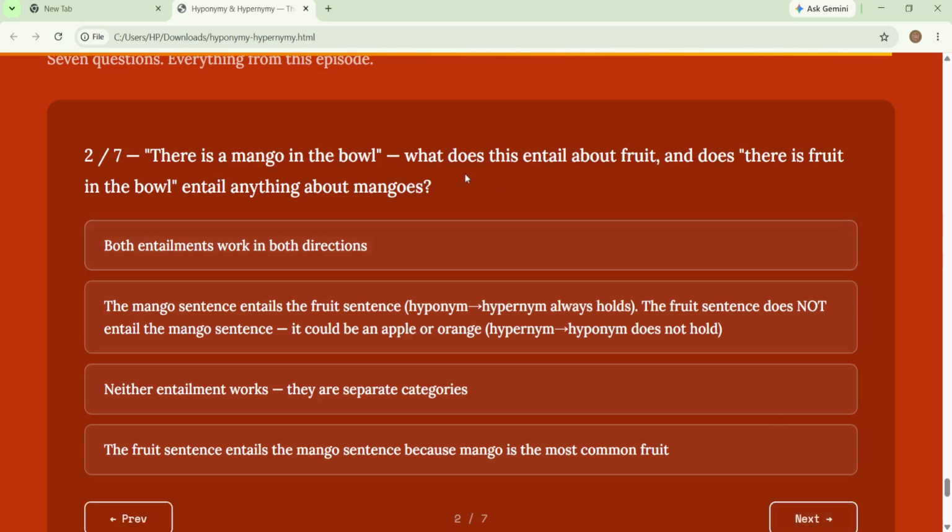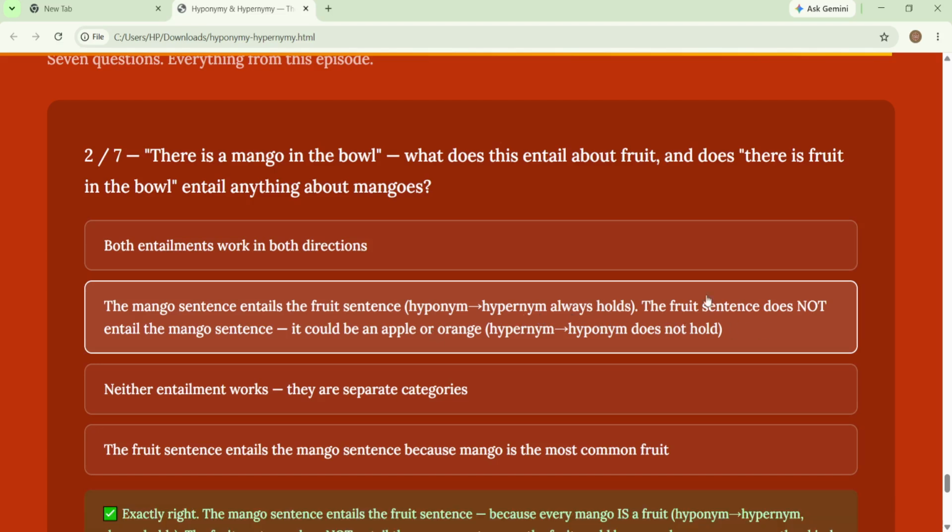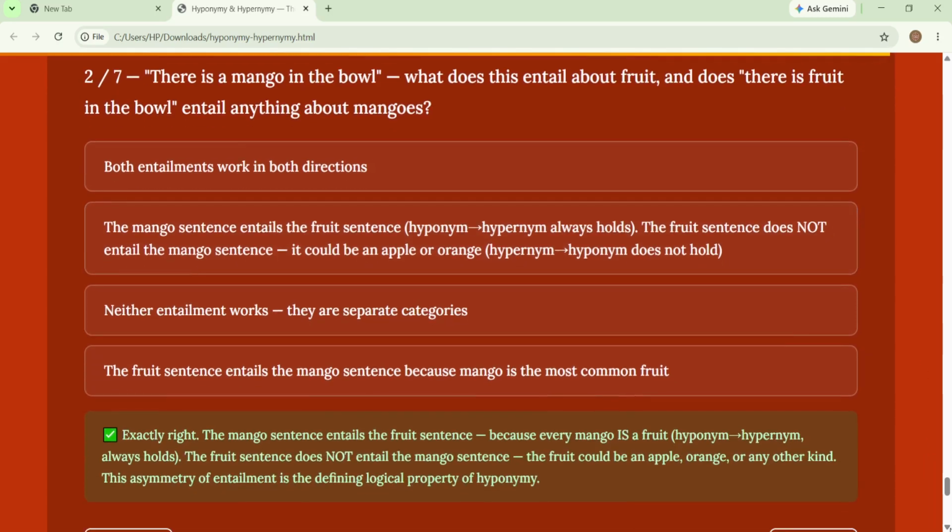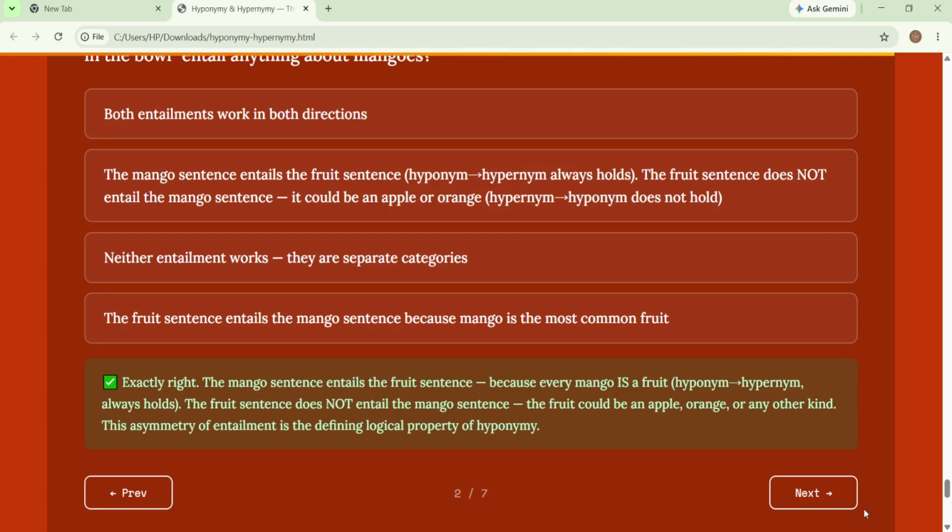There is a mango in the bowl. What does this entail about fruit? And does there is a fruit in the bowl entail anything about mangoes? The mango sentence entails the fruit sentence. Hyponymy always holds. The fruit sentence does not entail the mango sentence. Yes, here it is. We have discussed that this can be any other fruit, apple, orange, banana. So it's hyponym to hypernym. We're going up. As you're going up, this entails. In downward movement, it does not.